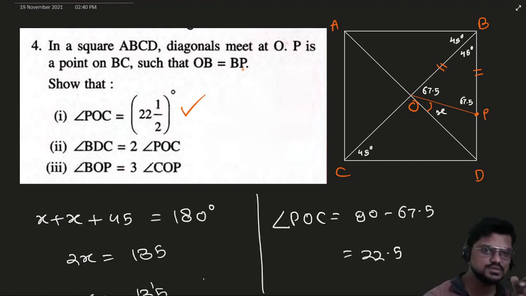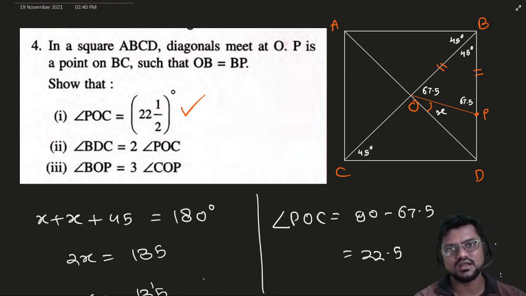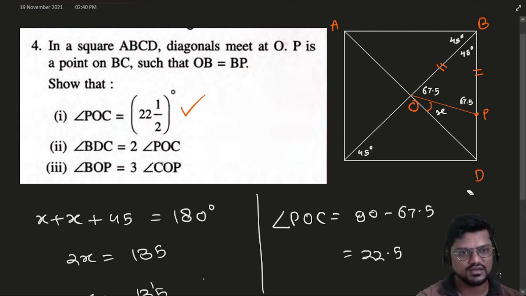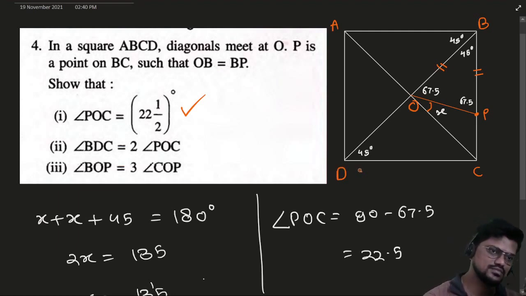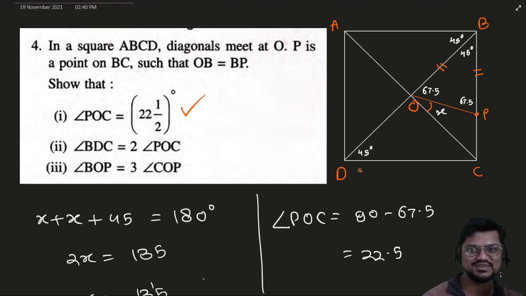Wait. There is a problem. ABCD, diagonal, angle BDC is twice of angle POC. I think there is a problem with the naming of the figure. A, B, C should be over here. Now it is fine. Sir, I didn't pay attention. Otherwise, you would have told.